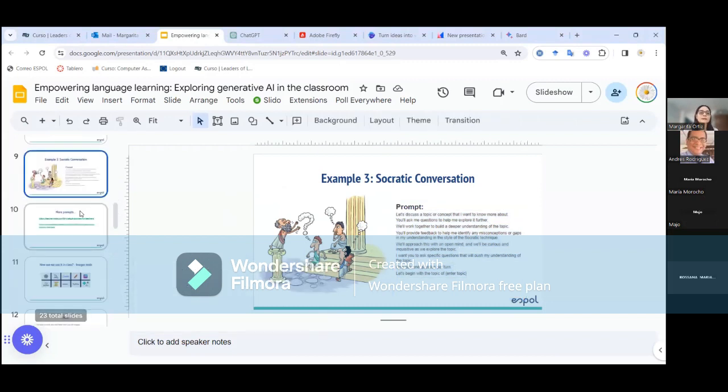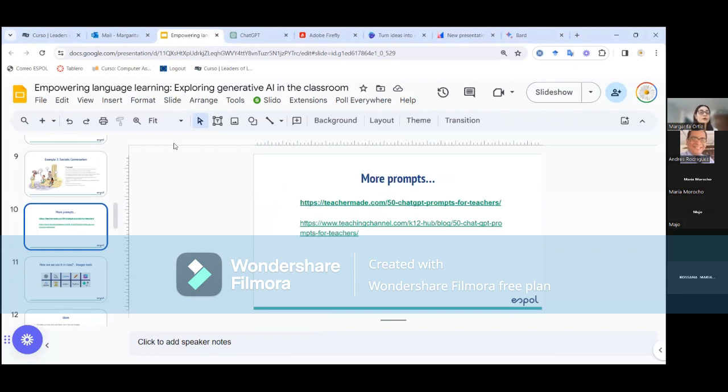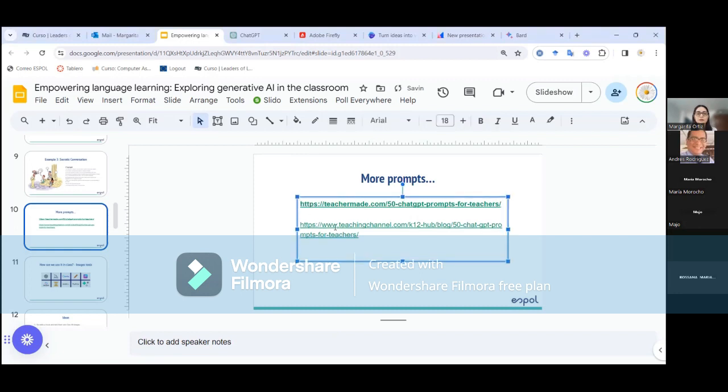Now, if you want more ideas of prompts on these topics, I have these websites that I found, okay? That is teachermate.com, and again, I'm going to share these with you. It has more ideas, and these are text based, yeah? So prompts are the instructions, different examples of instructions, and you can use them to teach English in your classes, yeah?